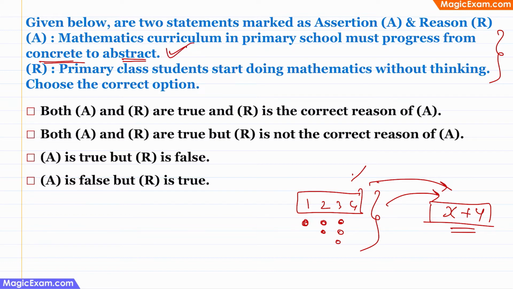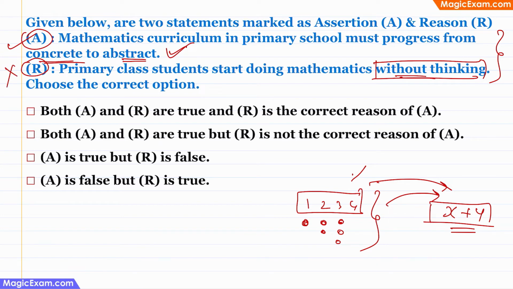The next one is, primary class students start doing mathematics without thinking. This is incorrect. How can you do mathematics without thinking? You have to think about what you're doing. If you're doing something without thinking, then you don't understand it. You're just mechanically doing it, just because you have memorized it. Therefore, A is a correct statement and R is incorrect.